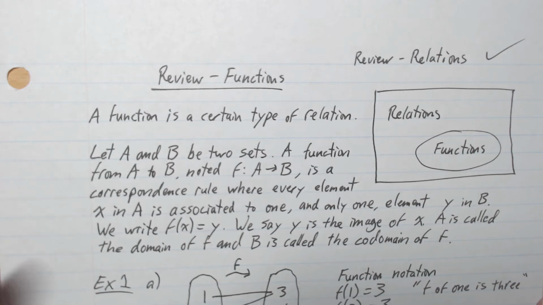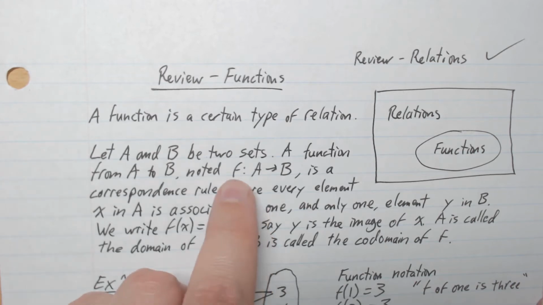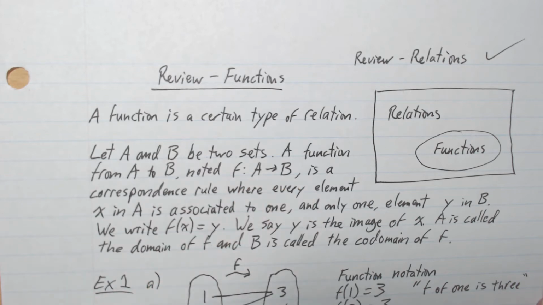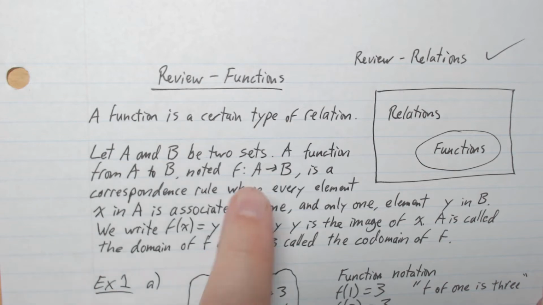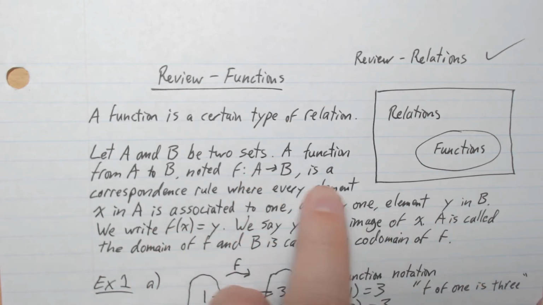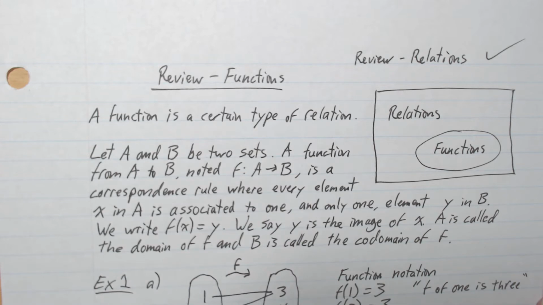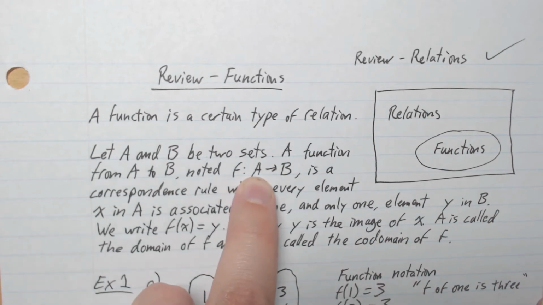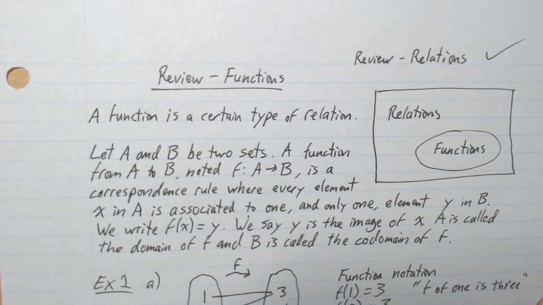Let A and B be two sets. A function from A to B, noted f: A to B, is a correspondence rule where every element x in A is associated to one and only one element y in B. We write f of x equals y. We say y is the image of x. A is called the domain, and B is called the codomain of f.